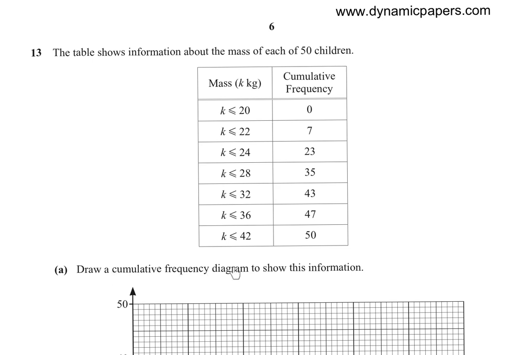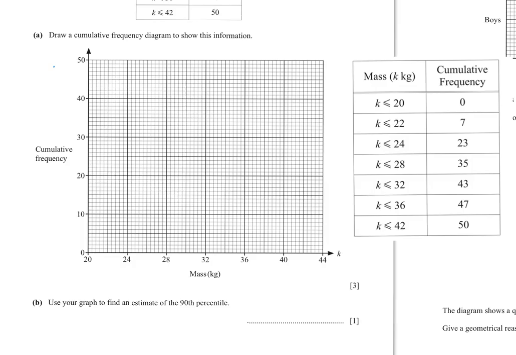Draw a cumulative frequency diagram to show this information. To draw the cumulative frequency diagram, take the upper and the cumulative frequency. So the first point, 20 and 0, 22 and 7, 24 and 23, and so on. First point, 20 and 0. Second point, 22 and 7.